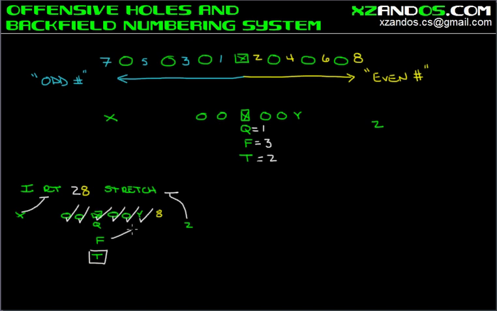My fullback is going to be heading out there towards the tight end, and my tailback who's getting the ball is reading the man outside the tight end, and then the quarterback might execute some type of bootleg or something like that, and we're handing the ball off right there to the tailback. So we would have an I right 28 stretch.